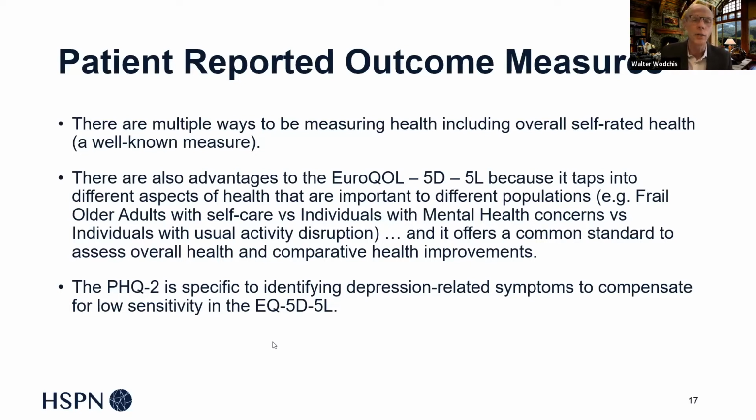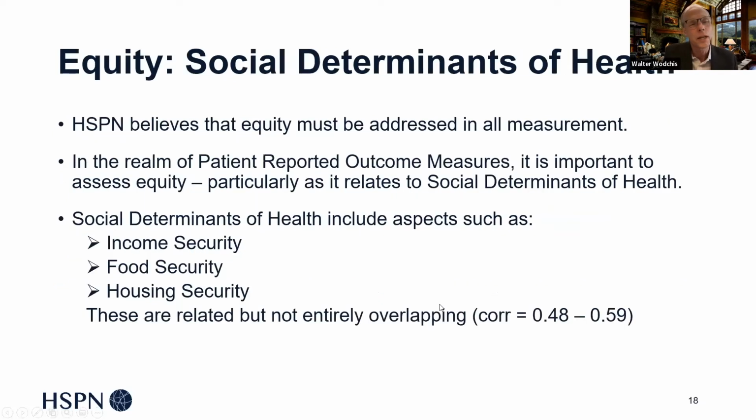Now I want to talk a little bit about equity. And when we think about equity, we think that it's really important to be thinking about the social determinants of health. And we identify these on the next slide as being those related, first off, we thought, to income security, food security, and housing security.